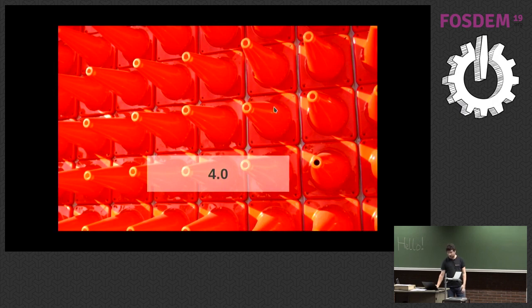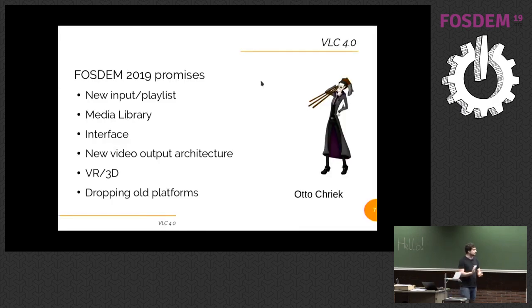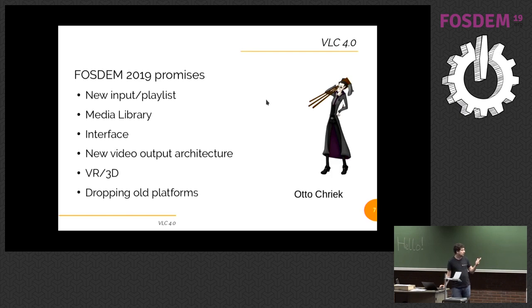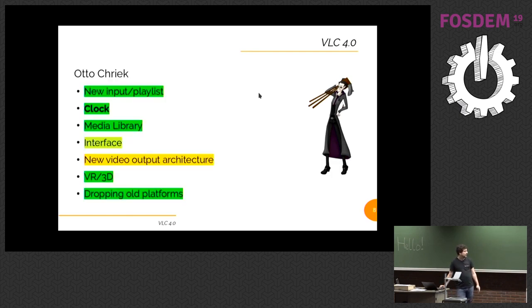So the core of the talk is about VLC 4.0. This is exactly the slide from last year. If you want to troll me, you can go and check the website from last year. This is copied from it. The next release is called Otto Schreck, a vampire photographer from Discworld. Basically, I said new playlist, media library, work on the interface, new video output architecture, VR, 3D, and dumping old platforms. And basically, we've done almost everything on it.